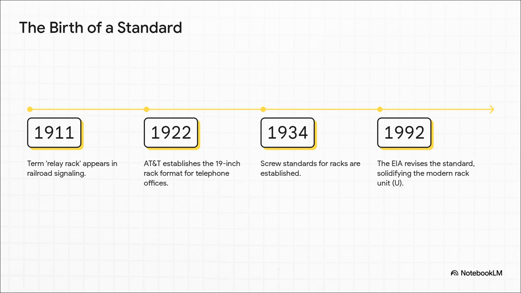Now, you'd probably think the 19-inch rack was born during the computer revolution, right? Nope. Its roots go way, way back to the telephone. Think about it. As far back as 1922, AT&T needed a standard way to cram all their telephone relays and equipment into their offices. And what they came up with was the 19-inch wide format that we literally still use today. I mean, that's just a testament to a brilliant, long-lasting design.